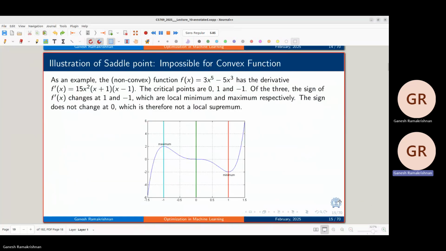Okay, let's look at this. This is a non-convex function, 3x^5 minus 5x^3. If you look at the derivative and set it to 0, the critical points are the places where the derivative vanishes, which are 0, 1, and -1. Can you check that? Now it turns out that -1 is a point of local maximum, and there's a local minimum at 1.